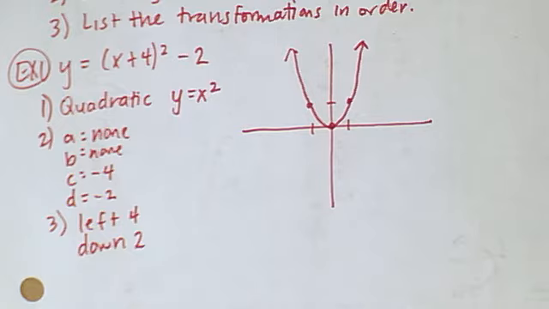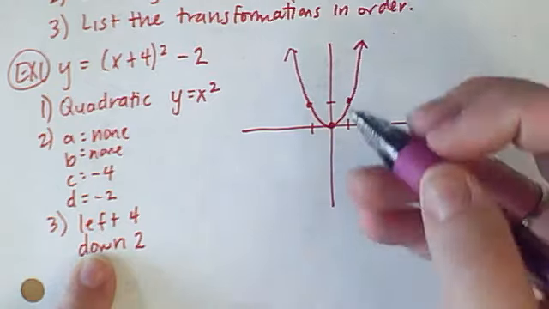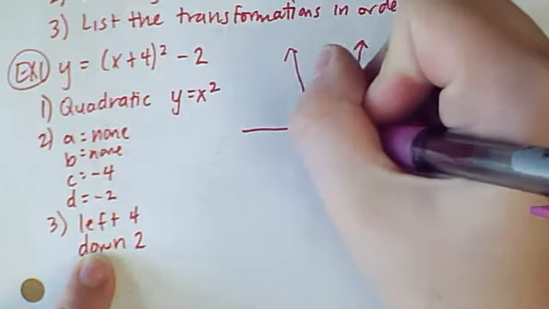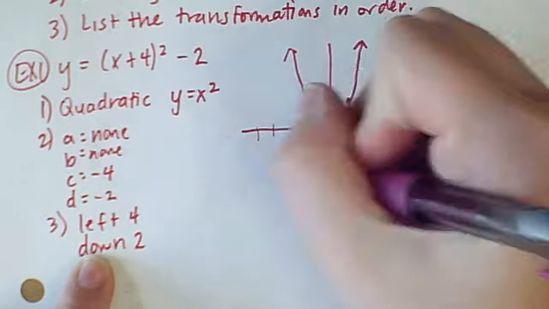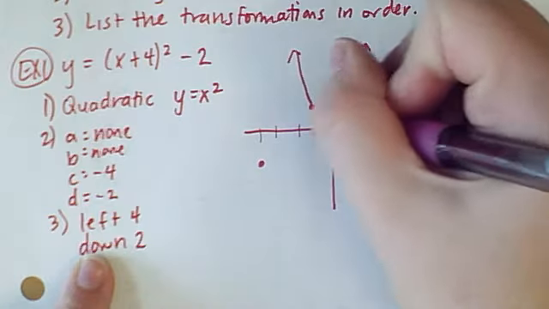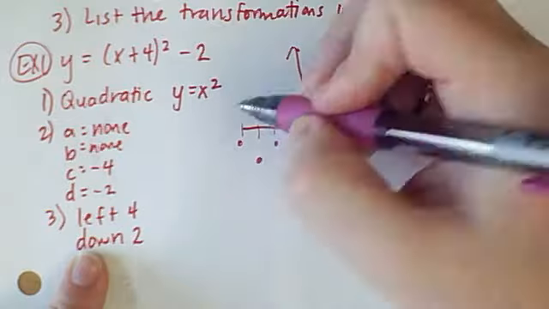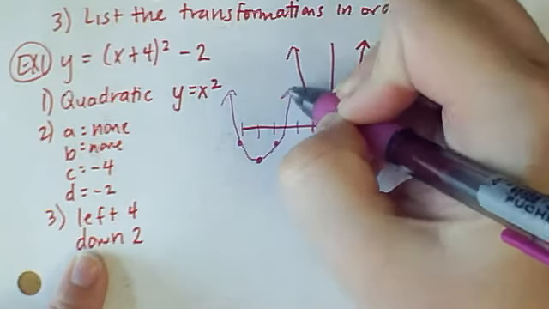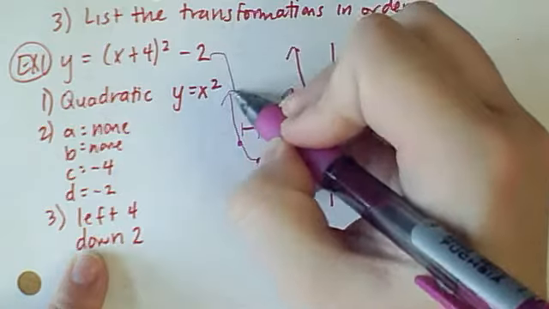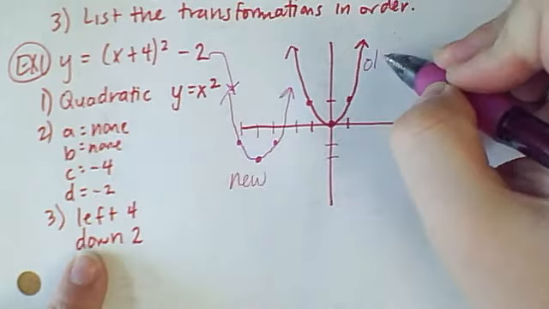I'm then going to take each of those points that I know, and I'm going to use these transformations and plot my new graph. So I'm going to take each point, and I'm going to go left 4 and down 2. So left 1, 2, 3, 4, down 1, 2. So there's that one. And I'm going to do the same thing with the other 2 points. Left 4, down 2. So here, this new one, that's the graph of the equation. This is your new one, that was your old.